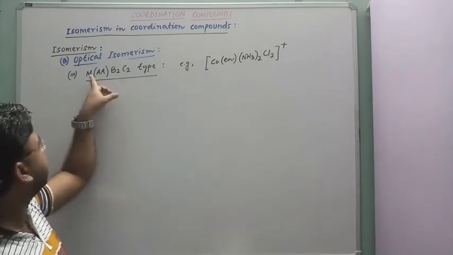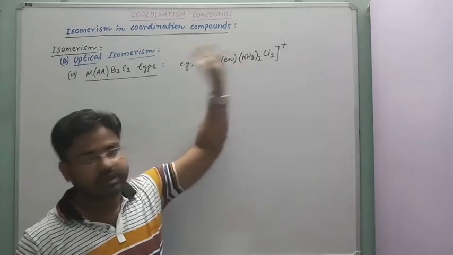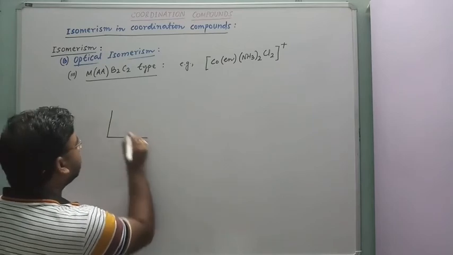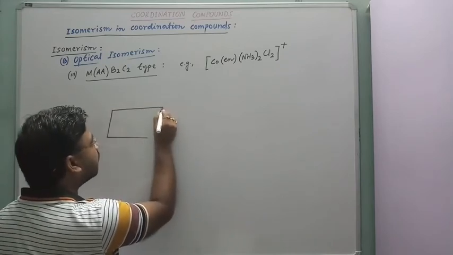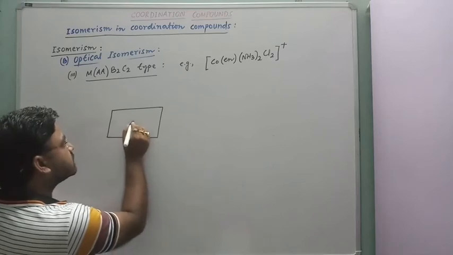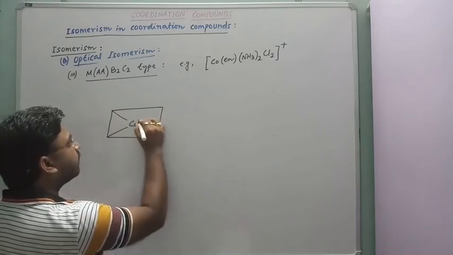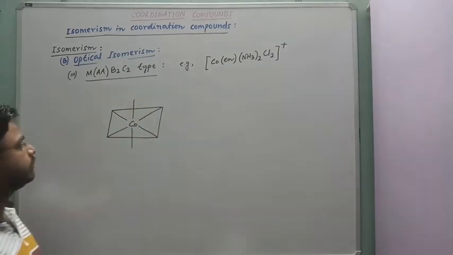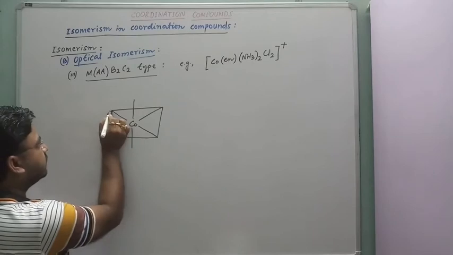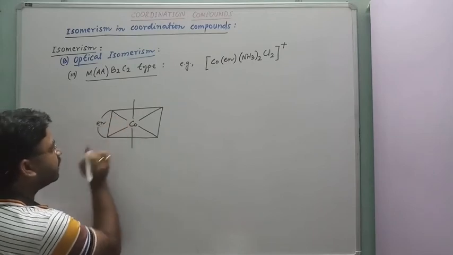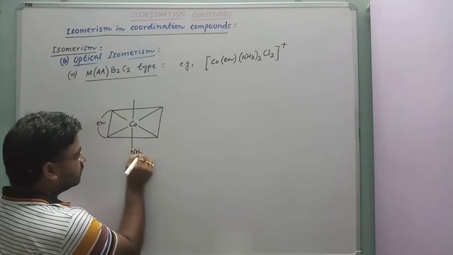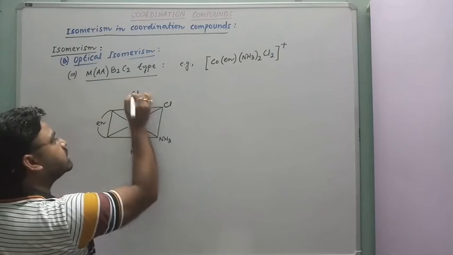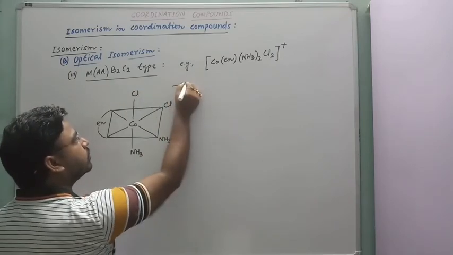So this is MAAB2C2 type compound. Its structure: Co central atom, en ethylene diamine. So here it is ethylene diamine. NH3, NH3, Cl2, so one Cl, second Cl, positive.